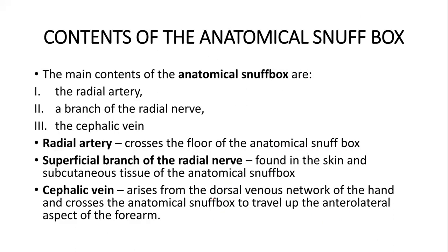Now, what are the contents of the anatomical snuffbox? One, radial artery. Okay. Two, we have a branch of the radial nerve. Which branch? The superficial branch. Okay. Then we have the cephalic vein.